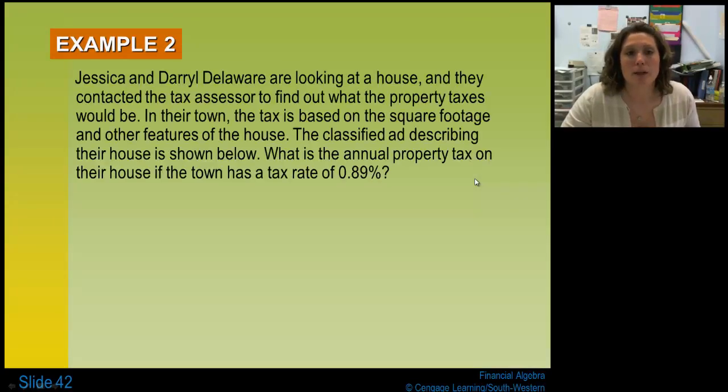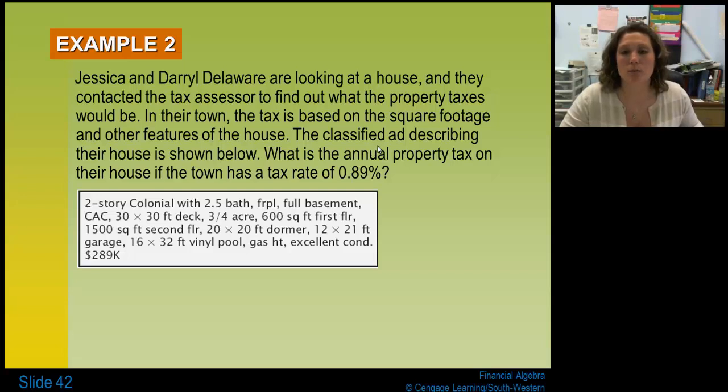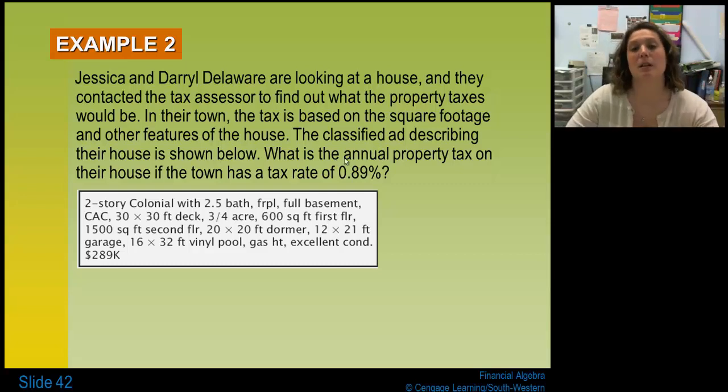Example 2. Jessica and Daryl Delaware are looking at a house, and they contacted the tax assessor to find out what the property taxes would be. In their town, the tax is based on the square footage and other features in the house. The classified ad describing their house is shown below. What is the annual property tax on their house if the town has a tax rate of 0.89%? Nice low rate, but again, it's going to be based on the house.